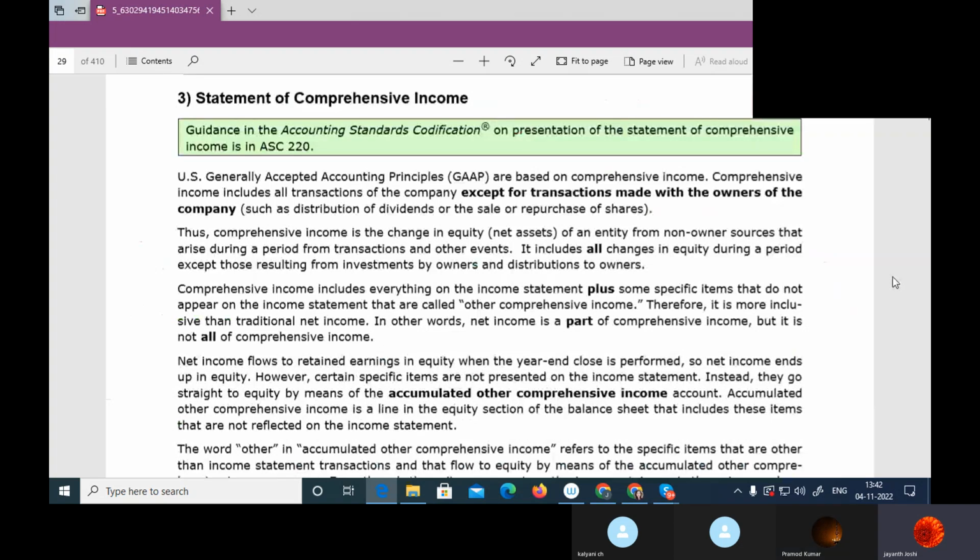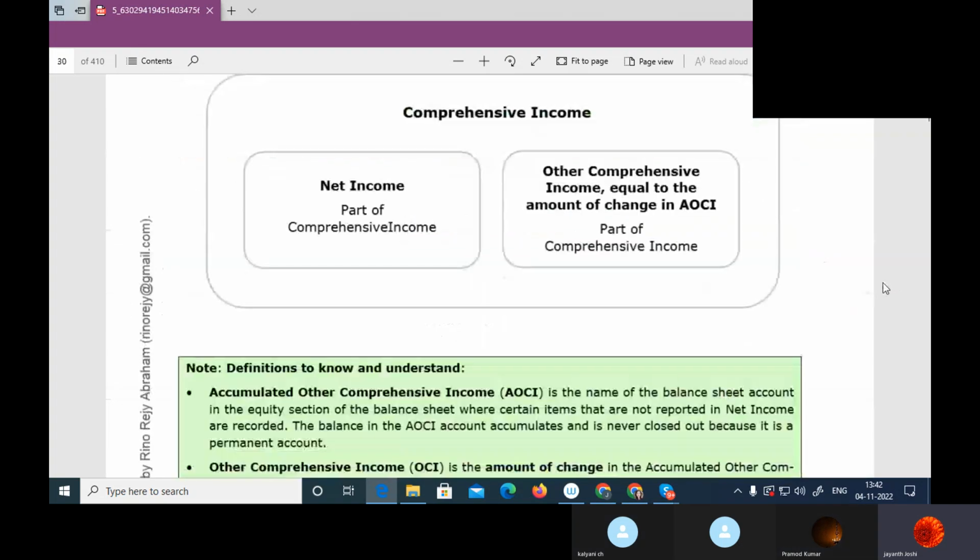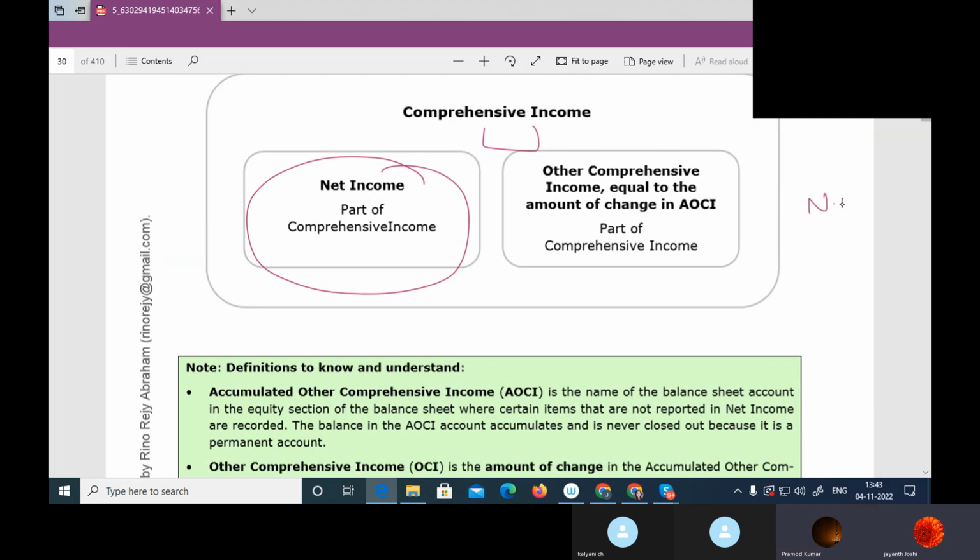Next, we will discuss other comprehensive income. So net income is part of comprehensive income, because you make your net profits. So this is your net profit. After making your net profit, you add other comprehensive income, and you get the total, the statement of profit or loss and other comprehensive income.